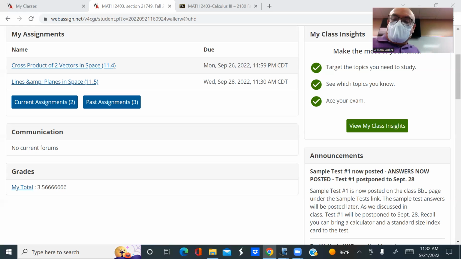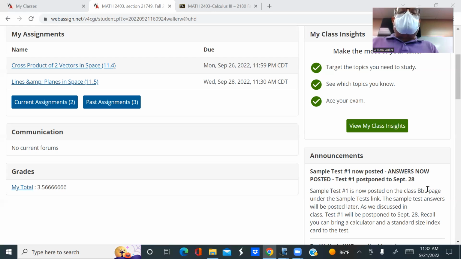So you notice there, a test is a week from today. Notice the answers now to the sample test are posted. So I posted those this morning. But again, please look at the sample test before you look at the answers, right? So the answers are posted separately from the blank sample test. So work on the sample test first before you look at the answers.